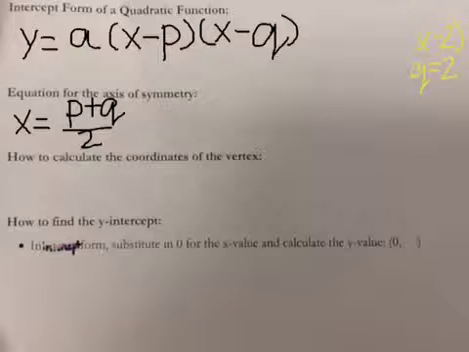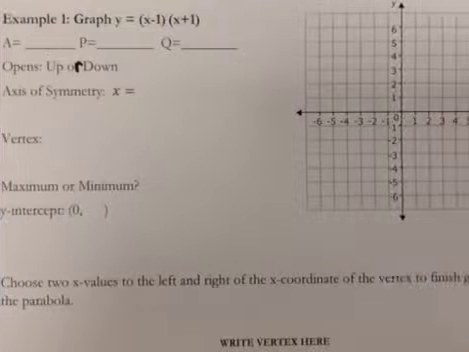Once we have that axis of symmetry, that'll give us the x-coordinate of the vertex, and to find the y-coordinate, we just substitute it into the original equation. And to get our y-intercept in intercept form, you just substitute in 0 for the x value to get the y value. So let's do an example.